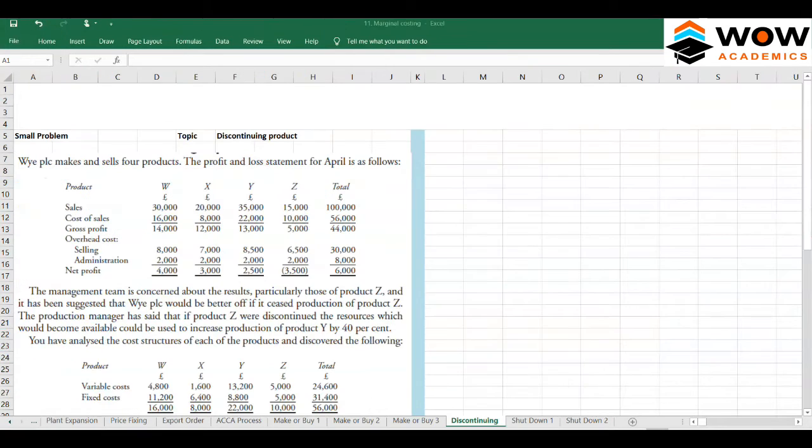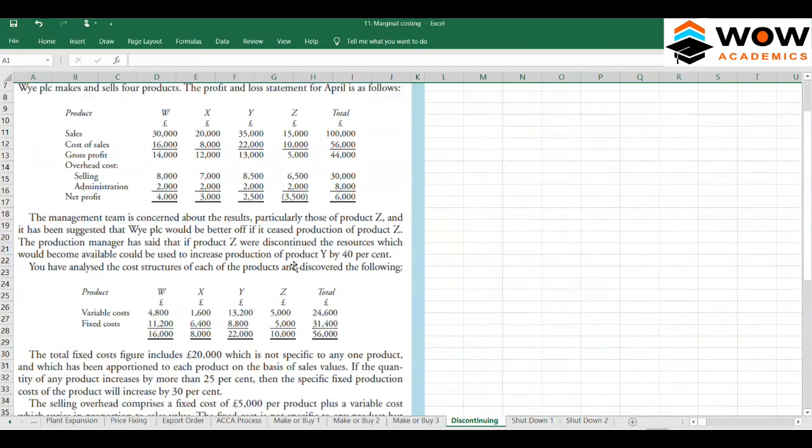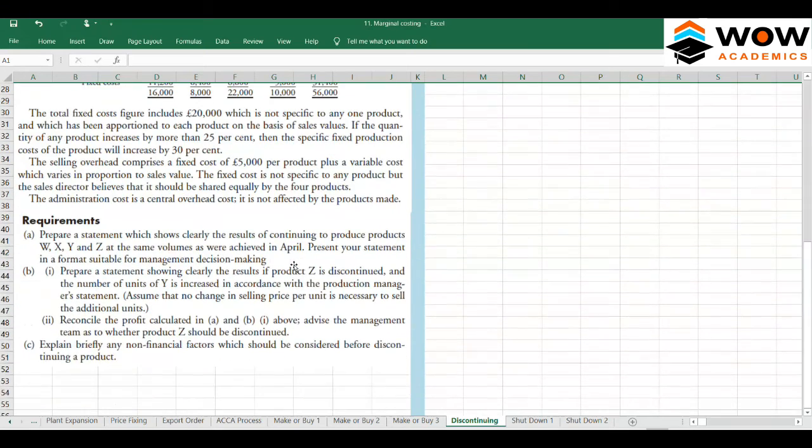So we'll start with the discontinuing problem. What is the discontinuing problem? Discontinuing is, for example, if a company has 4 products, the company might feel that it is unprofitable to have one product, and they will try to stop it. So our consideration is whether we should stop the product or still produce it. That is the kind of decision we are required to make. So first we'll read the question, and then we'll try to find out how to solve it.